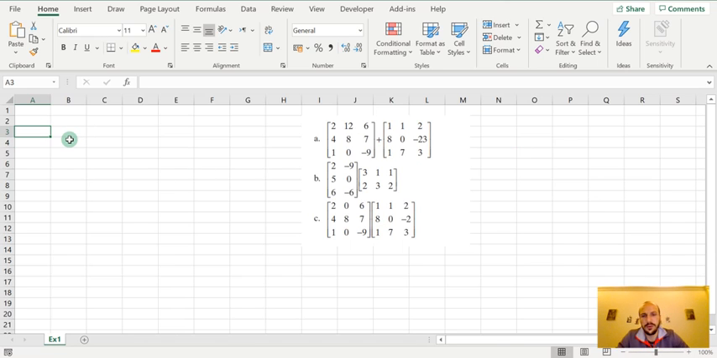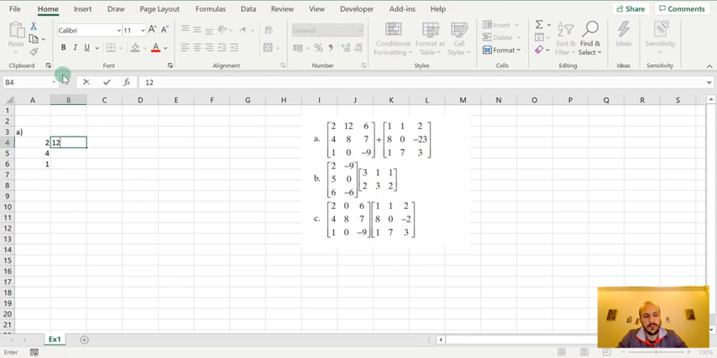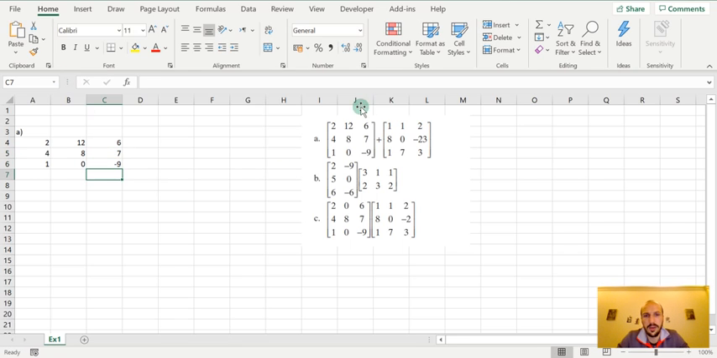So let's start with the first one. For question A, we will do the following. We will write the first column: 2, 4, and 1. Then we have 12, 8, and 0. And lastly, the last column: 6, 7, and -9. So this is our first matrix.